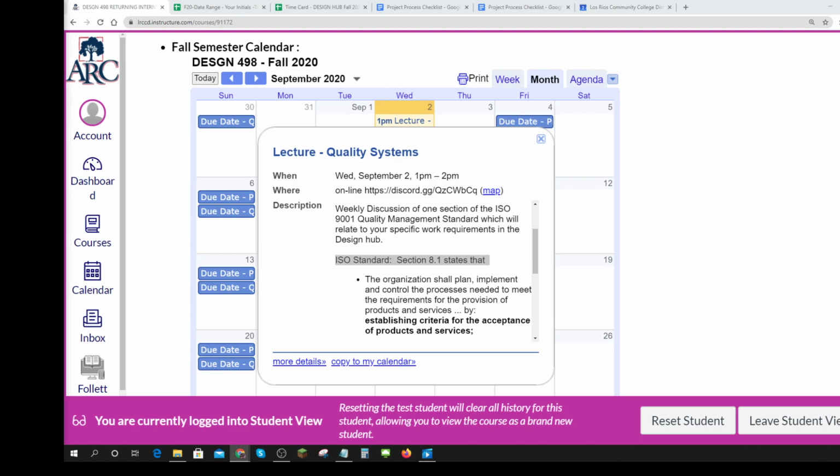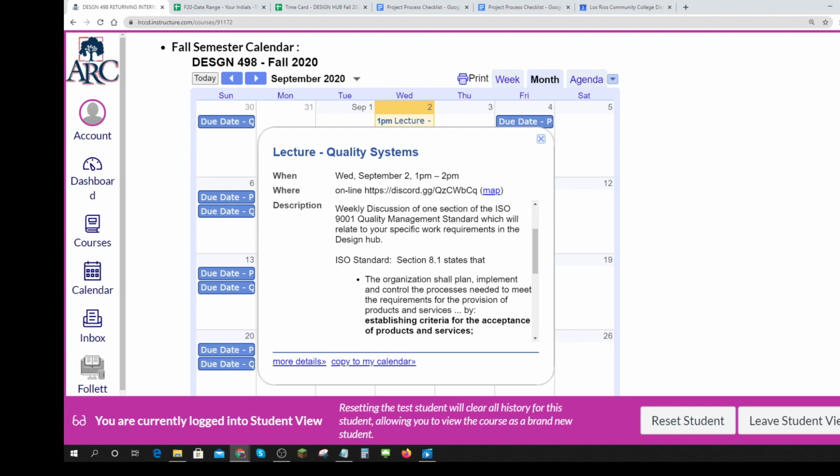Sorry, guys. Okay. So, this is really important that you are able to understand how the work you do and what the Design Hub documentation requirements are for. And the overall goal of the ISO 9001 is to ensure that an organization has planned to manage their quality. And that's really important, that they've got a plan for managing it. It doesn't just happen on accident.